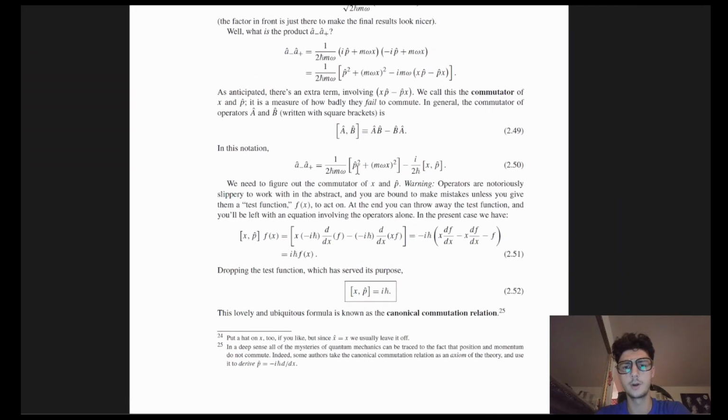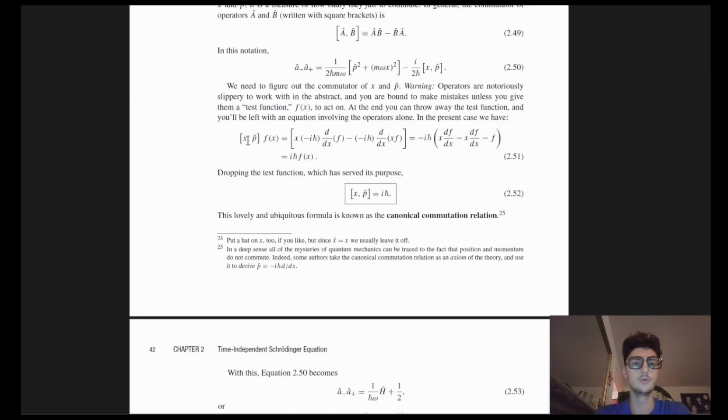So we got the commutator, this is introduced to us. We need to figure out the commutator of x and p. Warning, operators are notoriously slippery to work with in the abstract, and you are bound to make mistakes unless you give them a test function f of x to act on. At the end, you can throw away the test function and you'll be left with an equation involving the operators alone. In the present case, we have the commutator of x and p acting on this function.